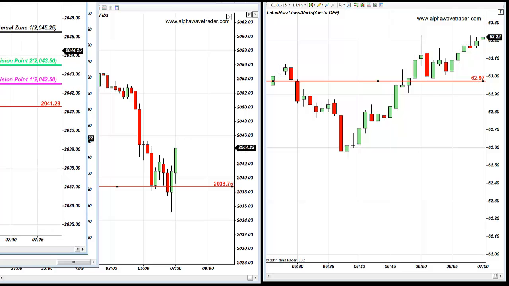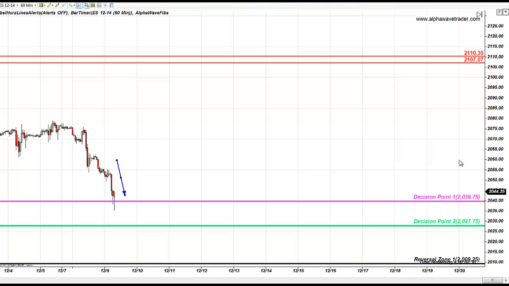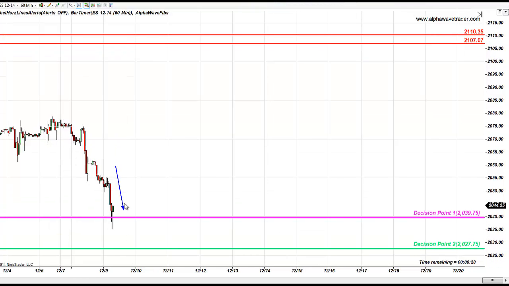Decision point 2 is in. We knew to expect this bullish rally. Correct? Because this is the end of the minor trend. Alpha Wave Trader proprietary Fibonacci levels that told us do not short, only buy.